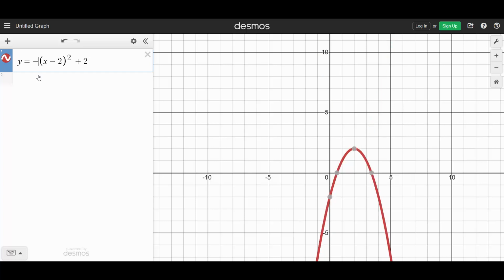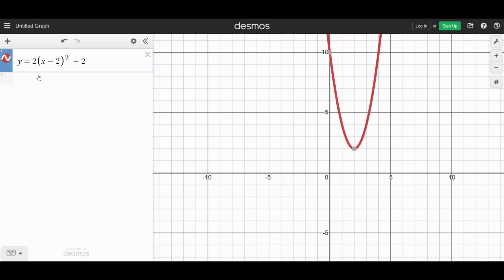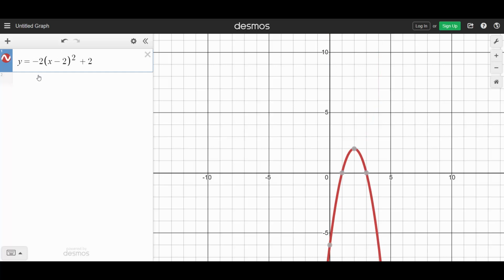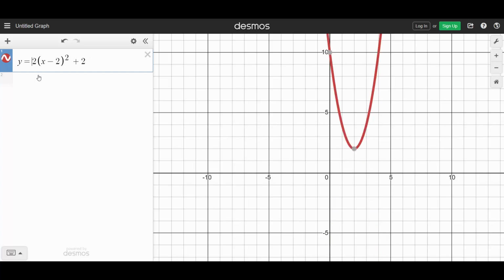And it doesn't matter what value of a you have there. Okay, it could be a 2, 3, 4, doesn't matter. If you put a negative in front of it, it's going to go down. If you take the negative out of it, it's going to go back up. Okay, so the value of a in and of itself doesn't control the reflection. It's simply the negative that controls the reflection.